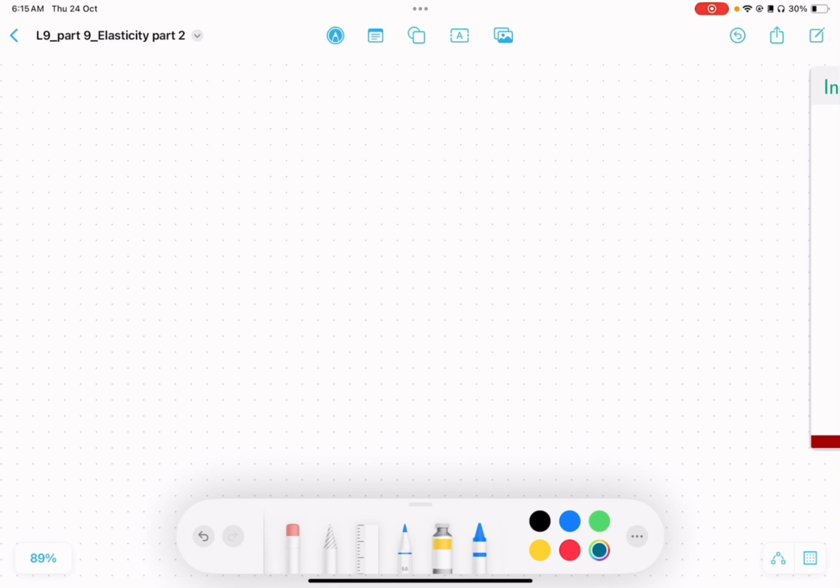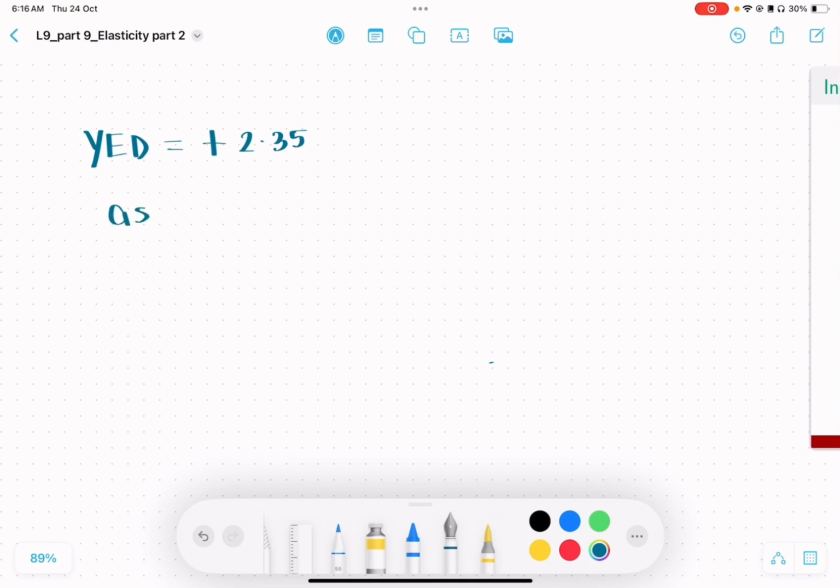So in this video, we are going to work on the interpretation of the income elasticity of demand. Let's say that you calculate your income elasticity of demand and you find it to be plus 2.35. Okay, how do you interpret this? This essentially means that as your income goes up by 10%, your demand goes up by 23.5%. That's how you're going to read it.